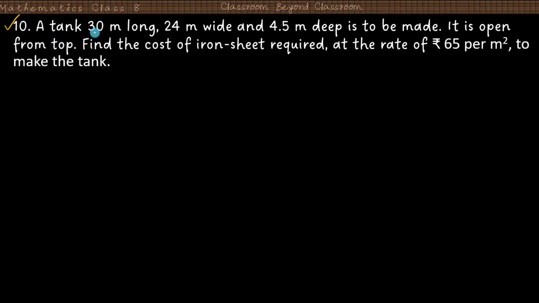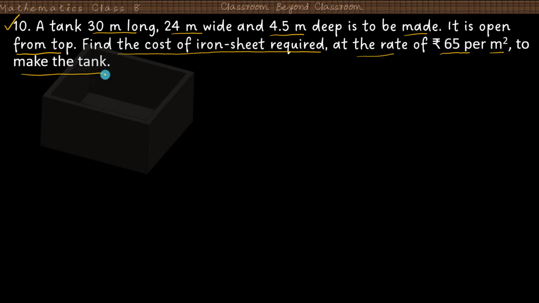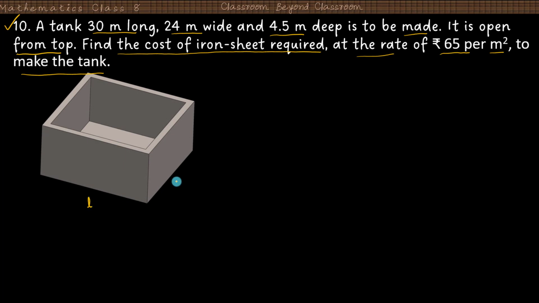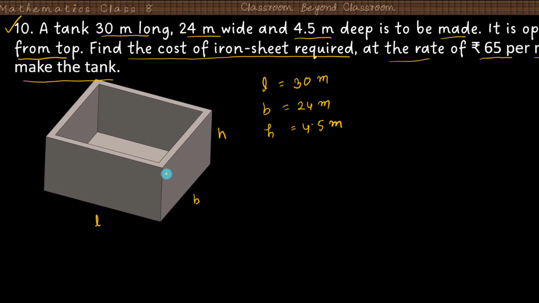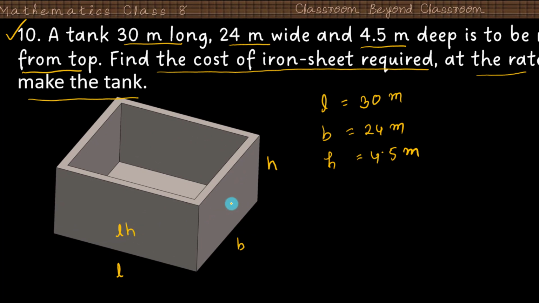Question number 10. A tank 30 meter long, 24 meter wide and 4.5 meter deep is to be made. It is open from the top. Find the cost of iron sheet required at the rate of rupees 65 per meter square to make this tank. So this is also an open tank with dimensions length, breadth and height. It is given L is equal to 30 meter, breadth B is equal to 24 meter and height H is equal to 4.5 meter. So this is the same. This is LH surface area and this is BH, and there will be two BH surfaces, two LH surfaces, and the bottom surface is LB, the area of the bottom surface.